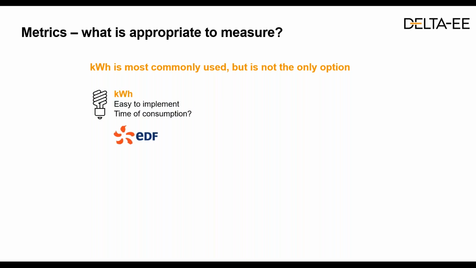So firstly, the kilowatt hours. It's easy to implement. I say the most common. Most solutions have this, in fact, but it doesn't take into account the time of consumption, which is perhaps its biggest drawback going forward.